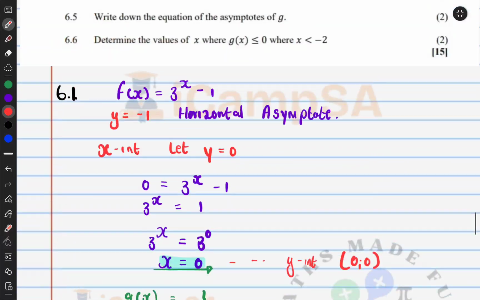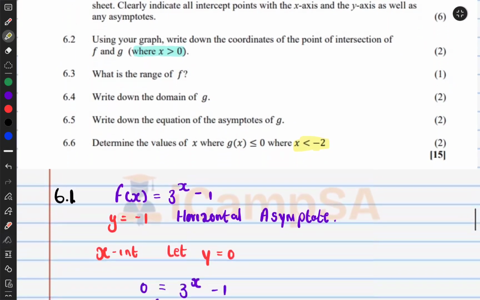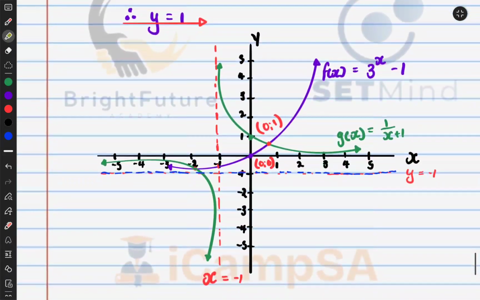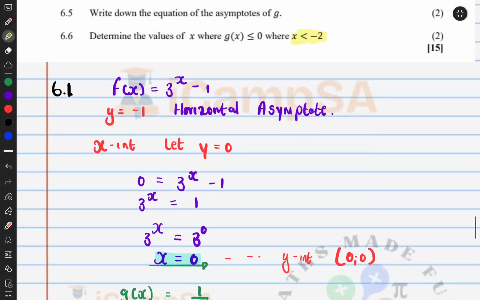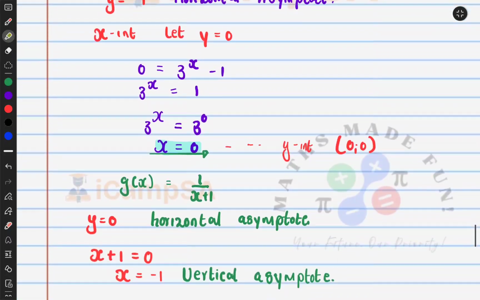Next, 6.6: determine the values of x where g(x), the function of g, is less than or equal to 0, where x is less than -2. g(x) is the hyperbola, and we're looking for the values of x where g(x) is less than or equal to 0.